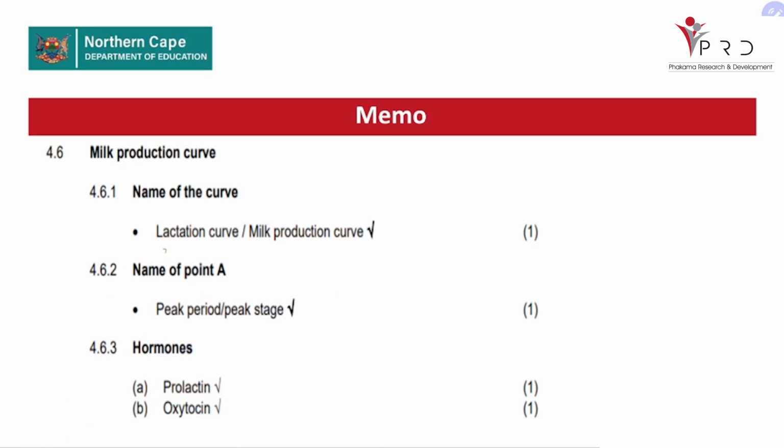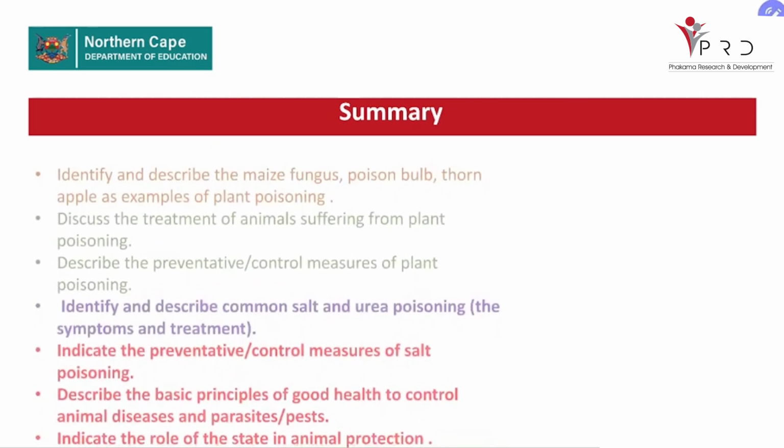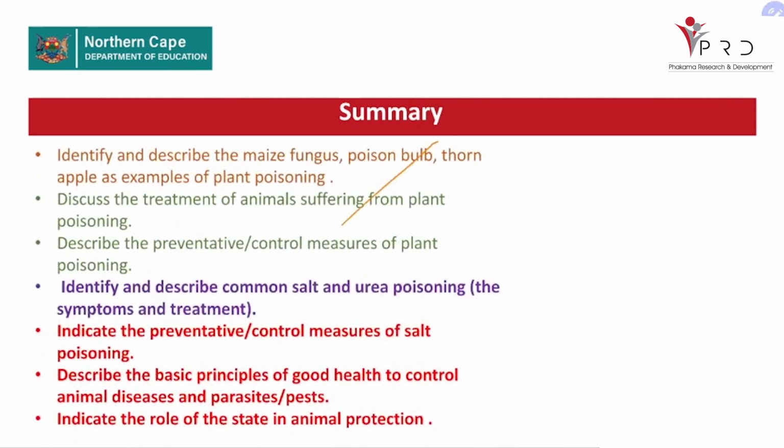By doing that, here are your expected responses. The name of the curve is the lactation curve, which can also be called a milk production curve. Point A shows where milk production is at its highest level. We refer to that highest level as the peak period. The hormone for production is prolactin. Oxytocin is for releasing milk. That takes us to the end of our lesson.